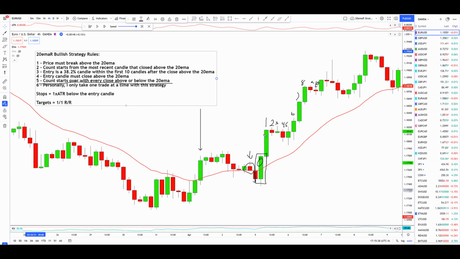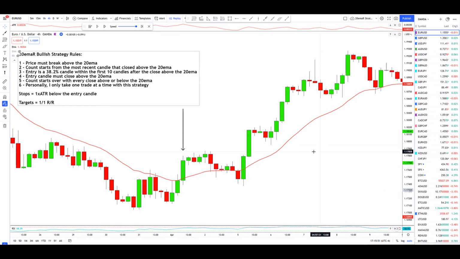Out of these 10 candles, was there a bullish 38.2% candle? It should be pretty easy to tell at this point. There is not a candle that even has a long wick to the bottom side throughout here. So I know for a fact I don't have a trade there. I can just keep on moving.